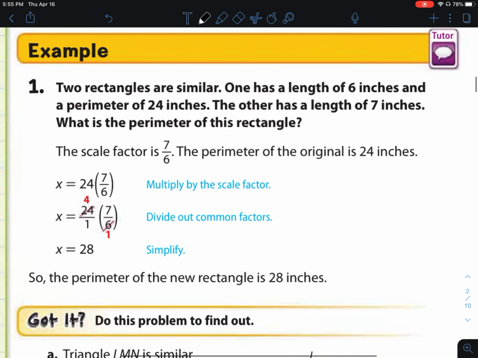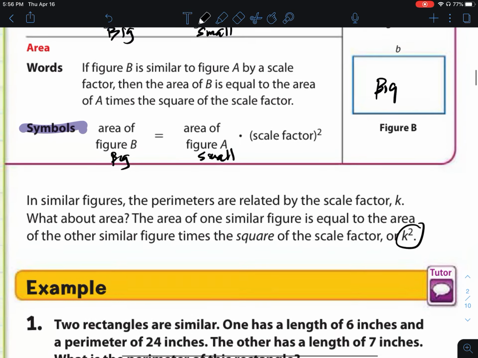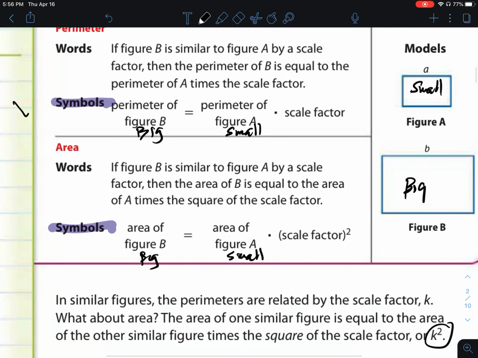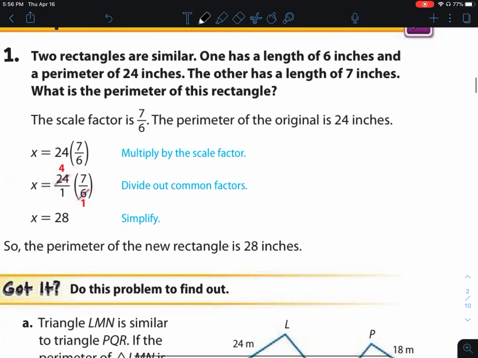Two rectangles are similar. One has a length of 6 inches and a perimeter of 24 inches. The other has a length of 7 inches. What is the perimeter of this rectangle? Again, first things first, we need to write down what formula we're going to be using. We're going to be using this formula right there. And I'm going to write it down as the perimeter of the big figure is equal to the perimeter of the small figure multiplied by the scale factor, or SF.